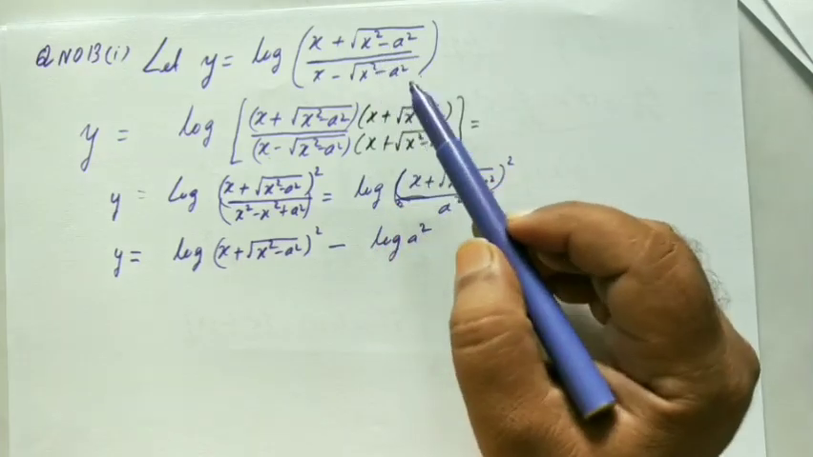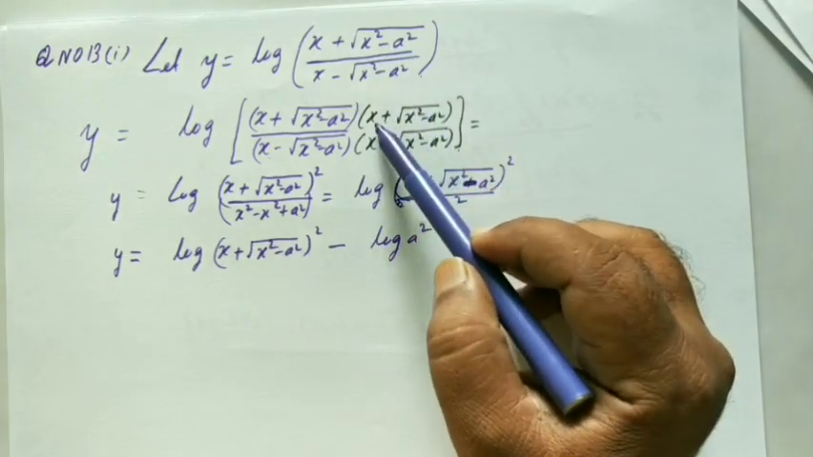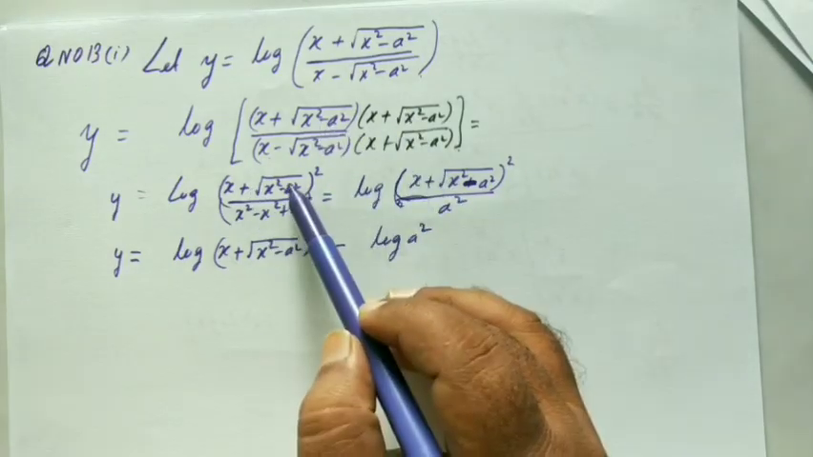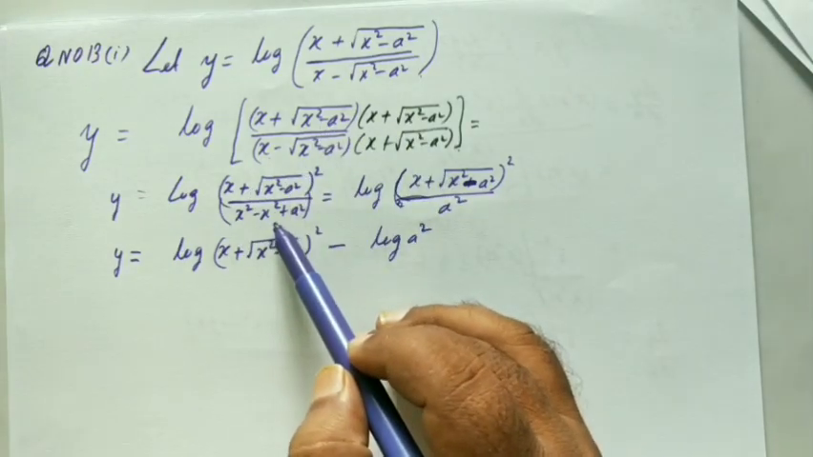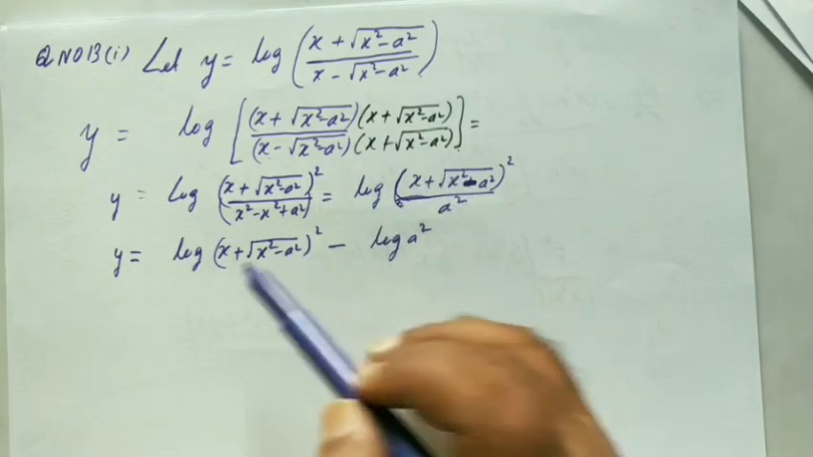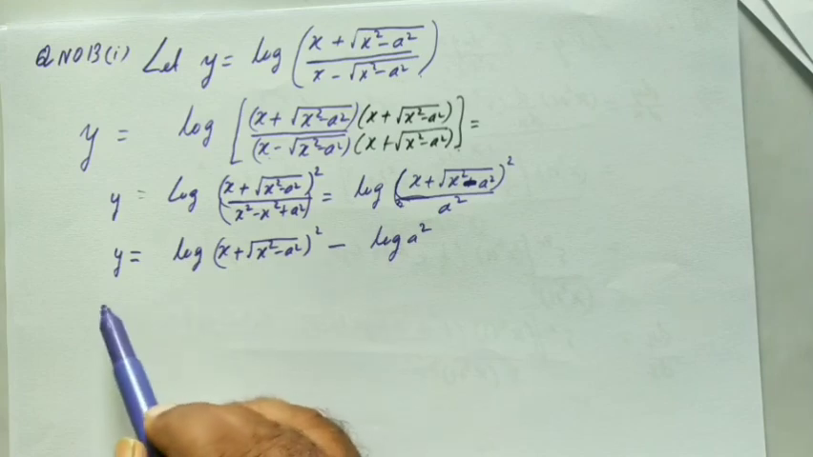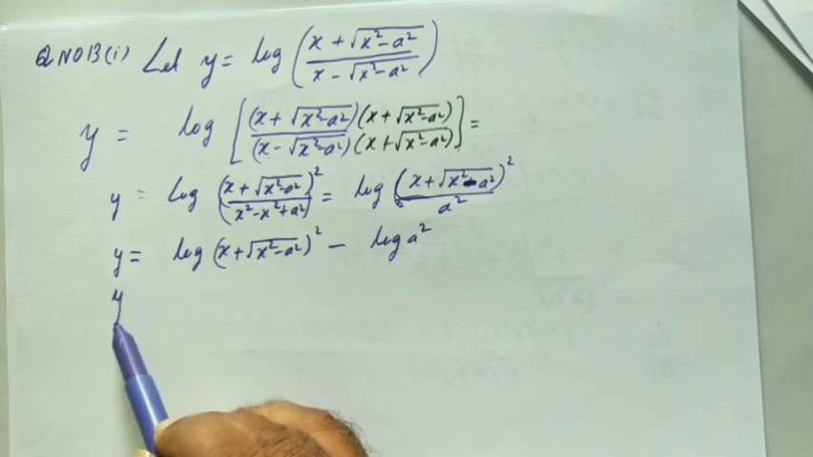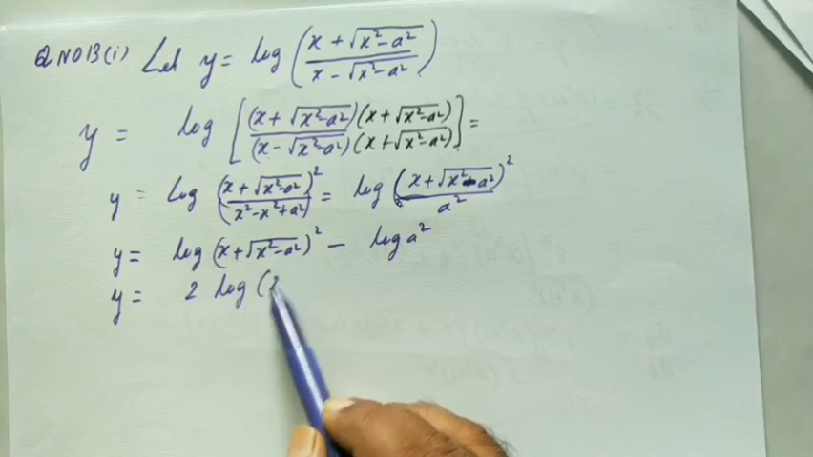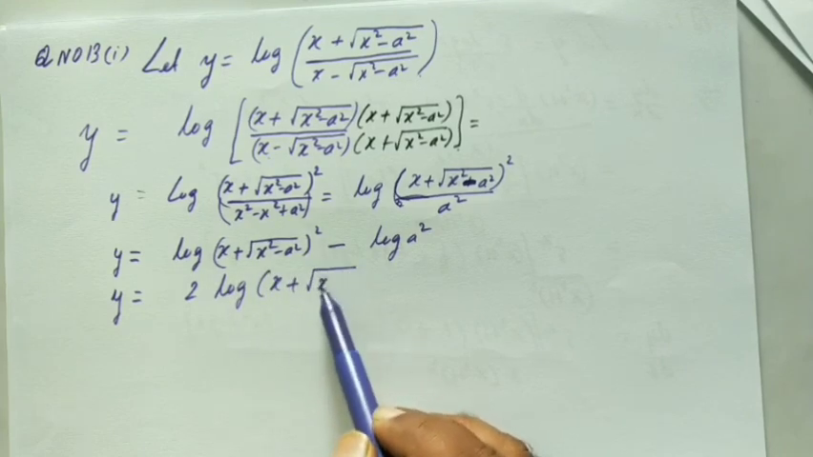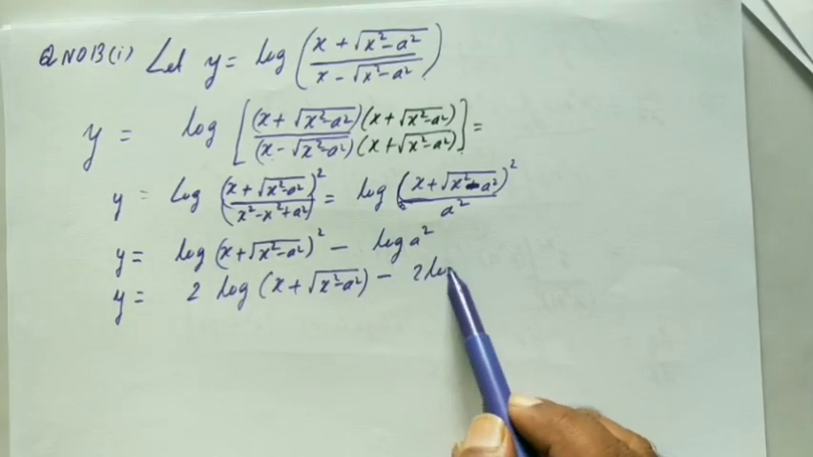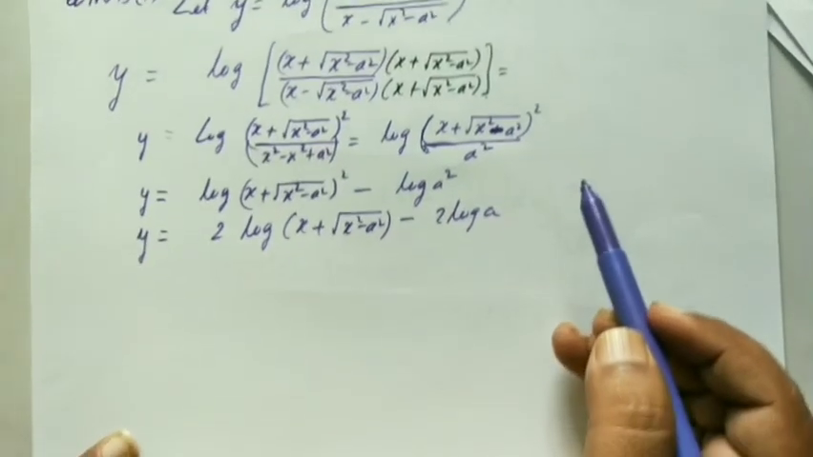First I am going to multiply the numerator and denominator with the conjugate of this, a plus b whole square, and this is the a square minus b square formula. I get this. Log a by b is log a minus log b. Now I'll differentiate. I can still write this as 2 log, now I'll differentiate.